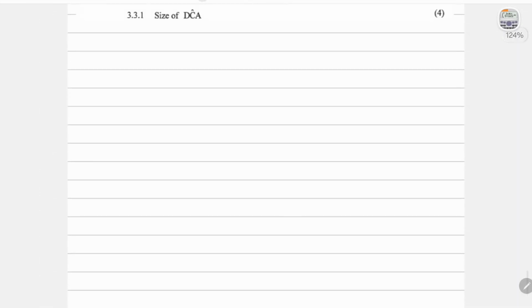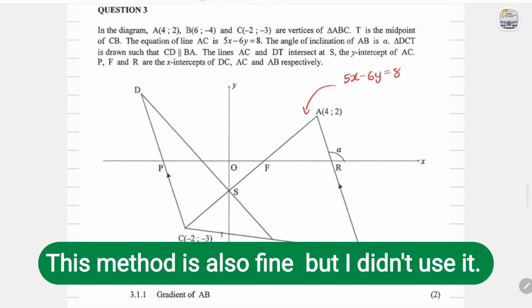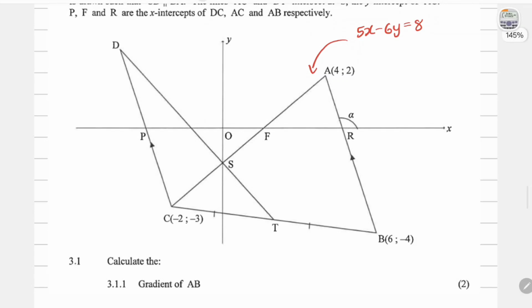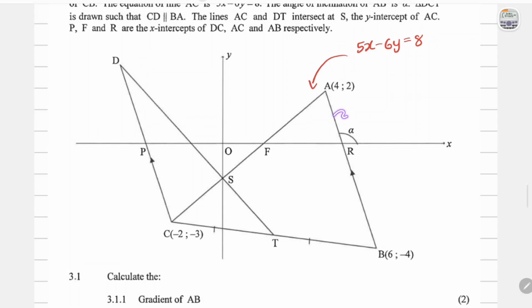It actually depends on the mark allocation. It's 4 marks, which is probably a 2-step process. So no, let's not go with that. Let's see another way that we can find this. Okay, so look at this. Since these lines are parallel, it means that we have alternate angles here. So this angle is equal to this angle. So whenever we think about DCA, we can just focus on angle A over here, because that is alternate angles and they're equal. So let's find this angle.